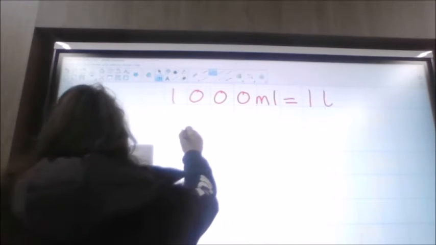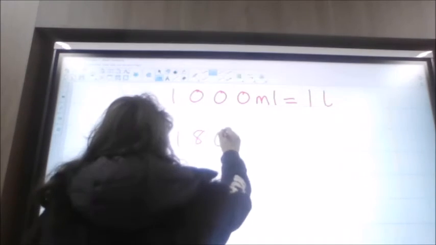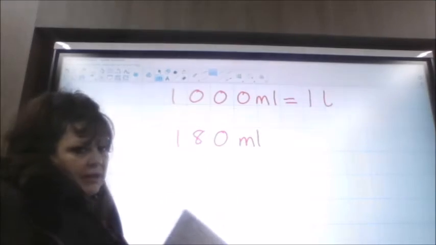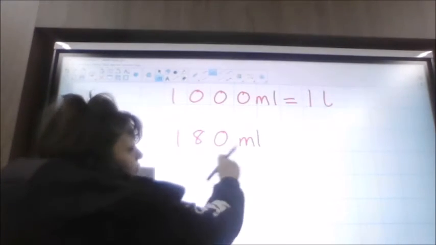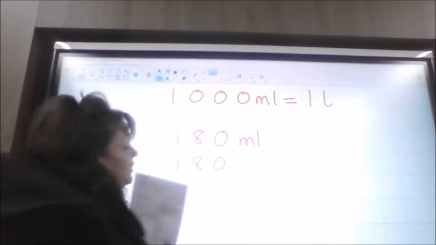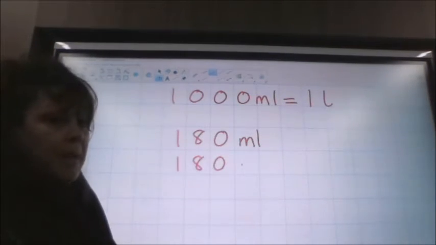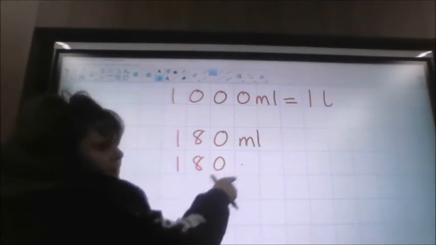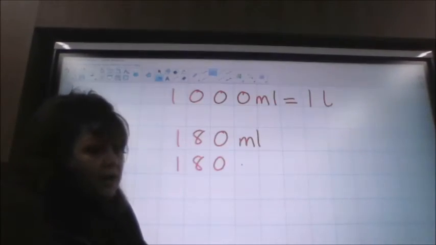So I've got 180 milliliters. Okay, and I want to know how many litres. So I'm going to go 3 places that way. If I put a decimal point there where the millilitres are, I'm going to move the digits of my number 3 places that way.